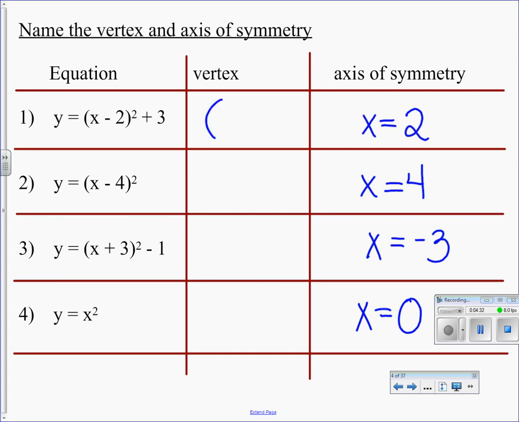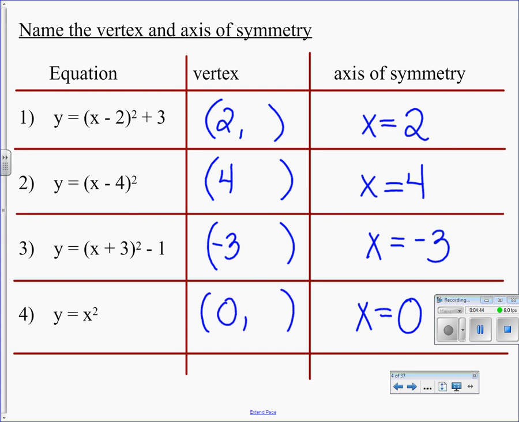Now, let's find their vertexes. So to find the vertex, the first number in every ordered pair is your axis of symmetry. So by finding a correct axis of symmetry, half your work is completed. Then, to find the rest of the vertex, we look at the k value, and it should be a plus, and it is in number 1. So my vertex is just going to be (2, 3). In number 2, there is no number after it.